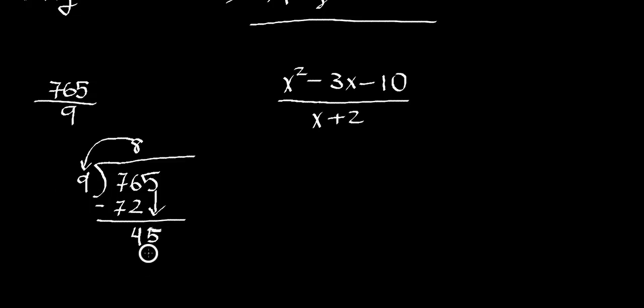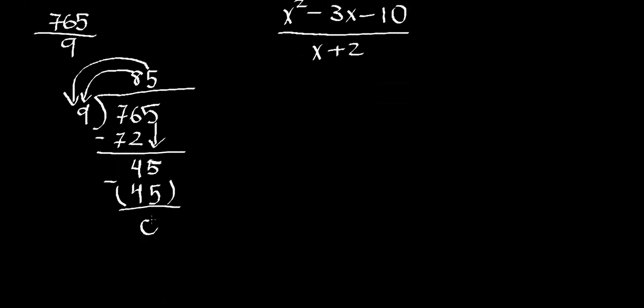And we would do the step all over again. We would say, how many times does 9 go into 45? Well, luckily for us, 9 goes evenly into 45 5 times. 9 times 5 is 45. So we would multiply. 9 times 5 is 45. We would subtract. 45 minus 45 is obviously 0. That means we have 0 as the remainder, which means no remainder, and 85 is our answer.